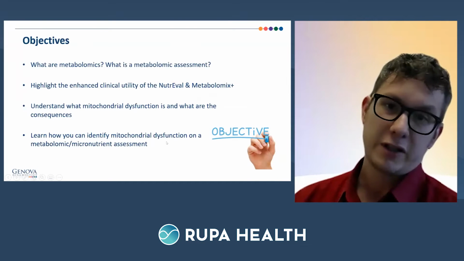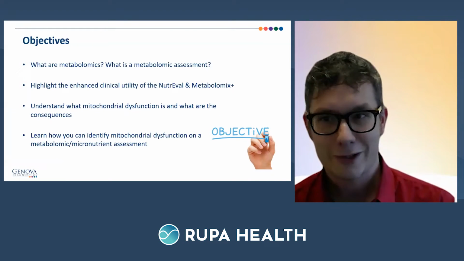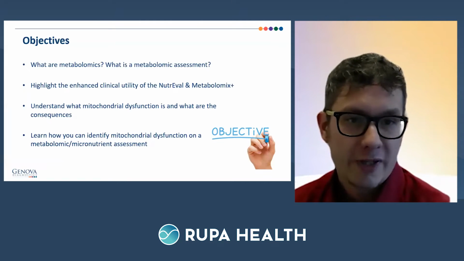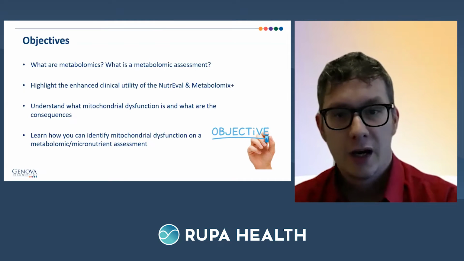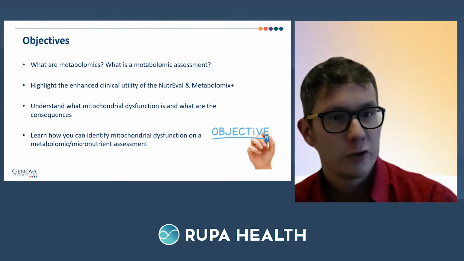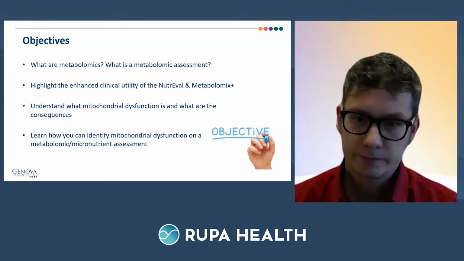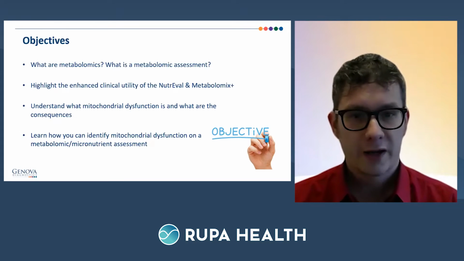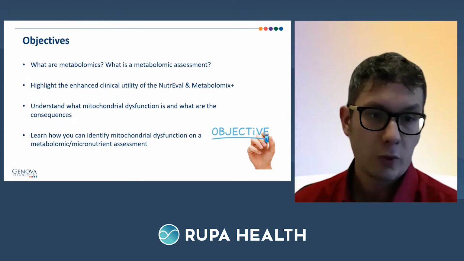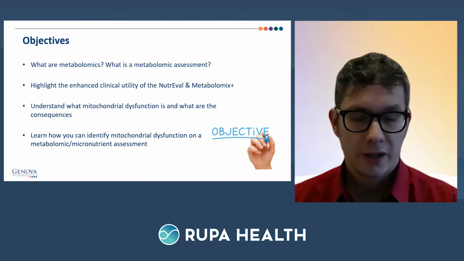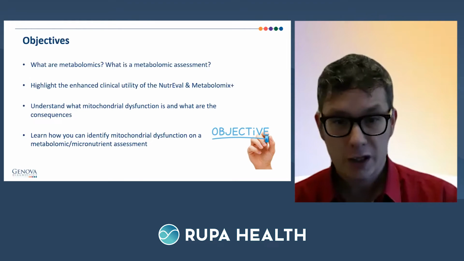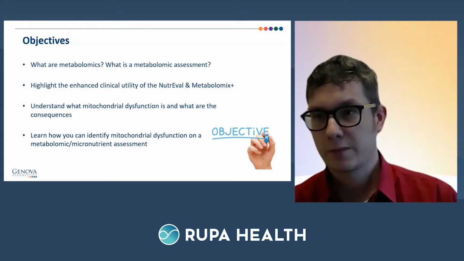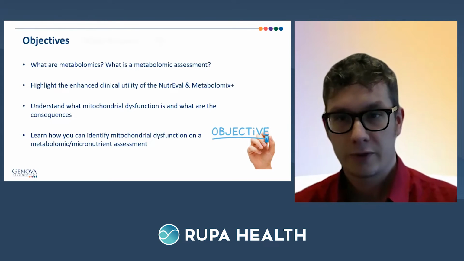So we've got objectives here. We always start with objectives. That's kind of standard for these webinars. But what are metabolomics, right? It's kind of a big word that's getting thrown around quite a bit. What's a metabolomic assessment? Then we're going to talk a little bit about how that applies to the NutrEval and the Metabolomics Plus tests, and a little bit about what the differences are between those tests. And then we'll specify around mitochondrial dysfunction. What is it? What are the consequences? Why do we even care? And then talk about how you can identify mitochondrial dysfunction on a Metabolomics Plus test, and also some of the things that you would be thinking about to help correct it.